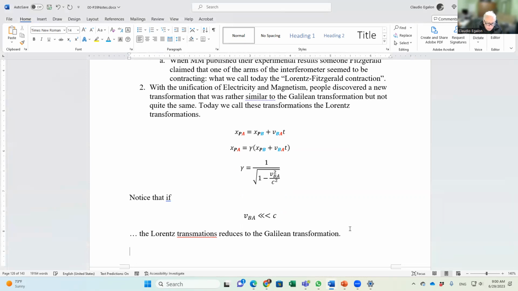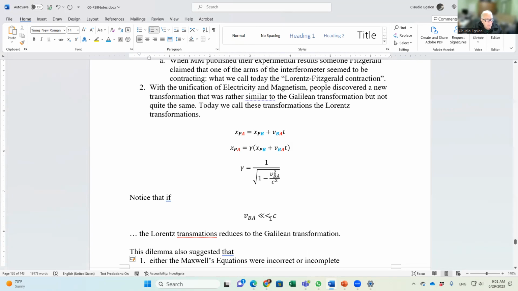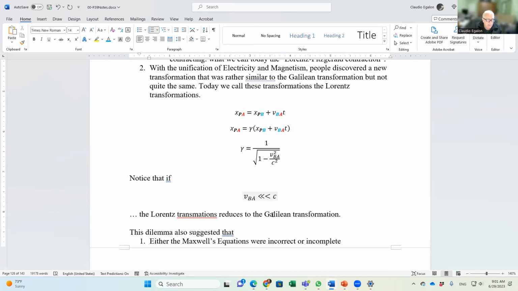But this dilemma also suggested that either one, Maxwell's equations were incorrect or incomplete, or two, the Galilean transformations were incorrect or incomplete.